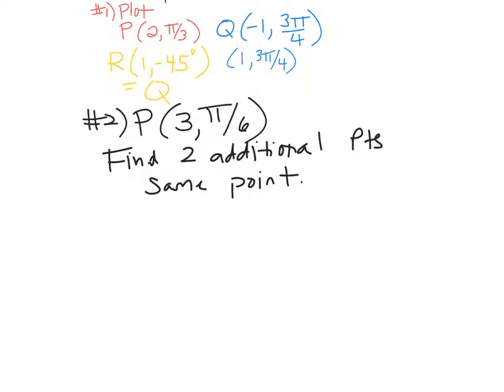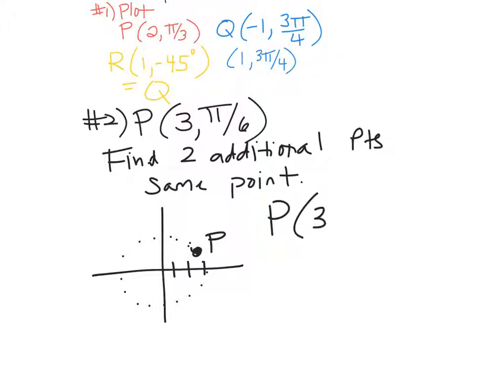There's an infinite amount of answers to this. Okay? You can go around the whole thing a bunch of times. I might ask you to make R a negative number, so you'd have to figure out how to do that. So 3, pi over 6, what I like to do is graph that real quick so I can see it visually. I would go out to circle 3, which is out here. And I would go to pi over 6, which is 30 degrees. And so there it is, right there. There's point P.